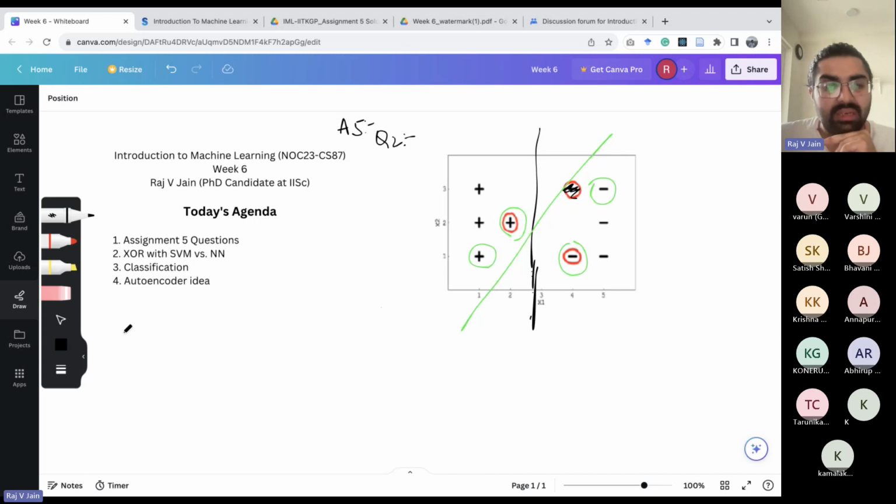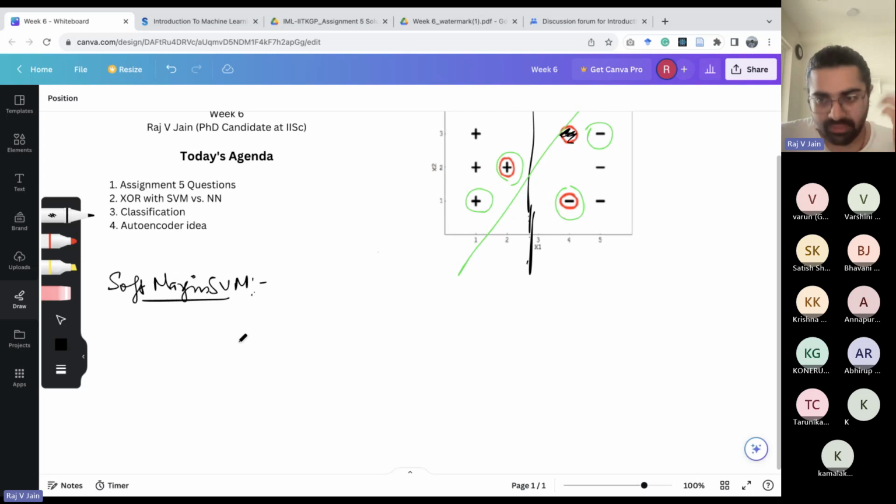In soft margin SVM, you might encounter this somewhere in your life. In soft margin SVM, there's a possibility that some points of the data are exactly on the margin, but they don't affect your decision boundary. I'll show you one example. Let's say this is the decision boundary, and this is the margin, something like this.